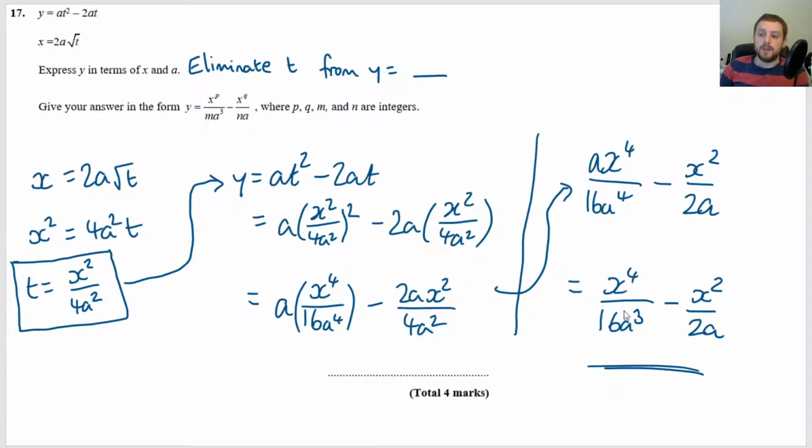And then you'll do some simplifying, right? So for example, I can divide top and bottom by 2, and I can divide top and bottom by A. That leaves me with X squared over 2A. Here I can divide top and bottom by A, so that leaves me with X to the 4 on the top, and then instead of A to the 4, it'll be A cubed.